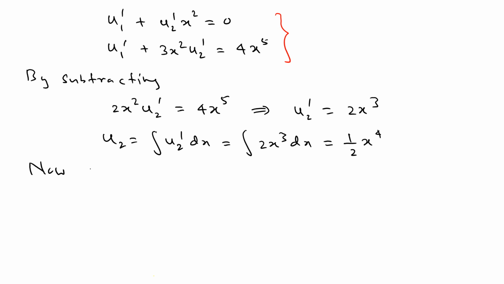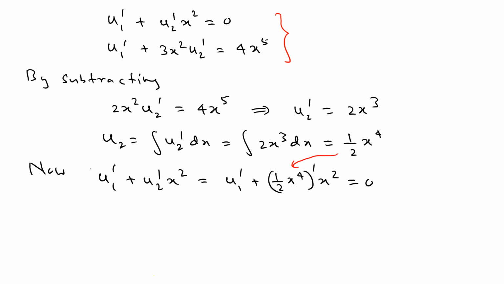Now, since we have u2, we can plug it into one of those equations and solve for the other one. We normally use the first one because there are fewer terms. So we have u1 prime plus u2 prime x squared, which is equal to 0. What is u2 prime? It's coming from here, 2x cubed, times x squared. You can see this simplifies well. So in other words, u1 prime equals negative 2x to the fifth.